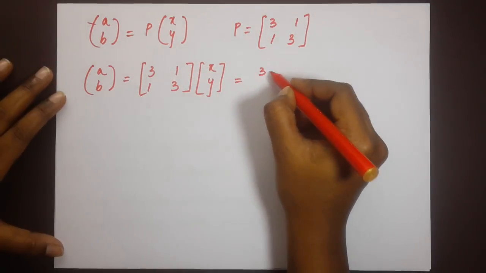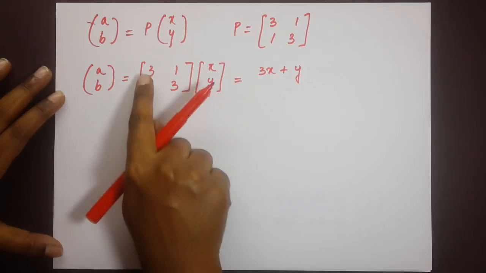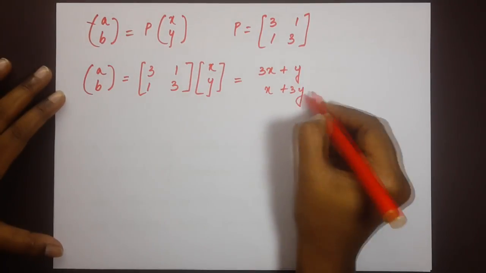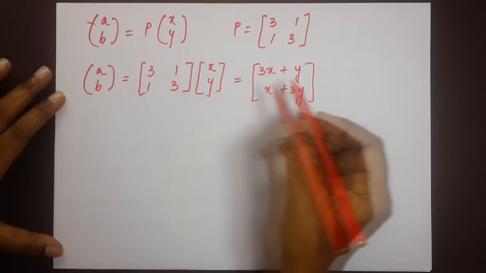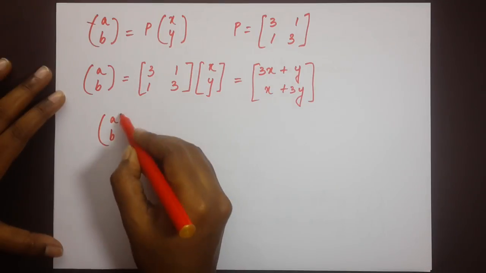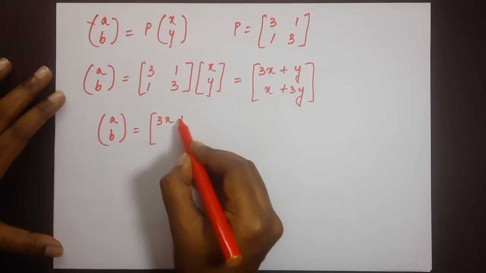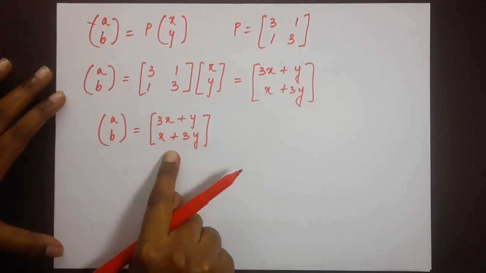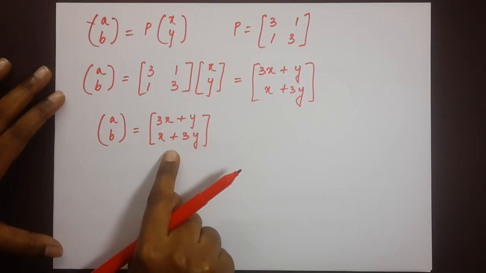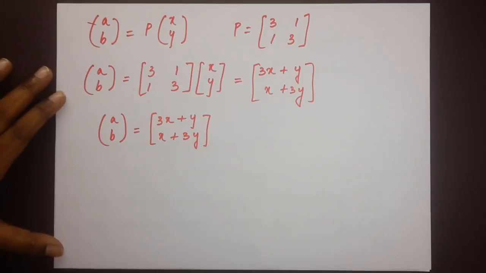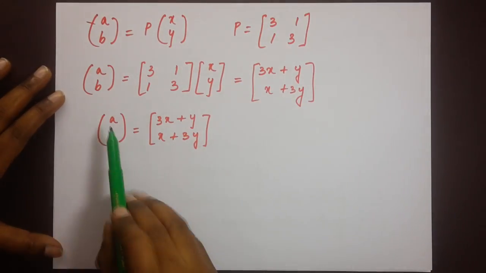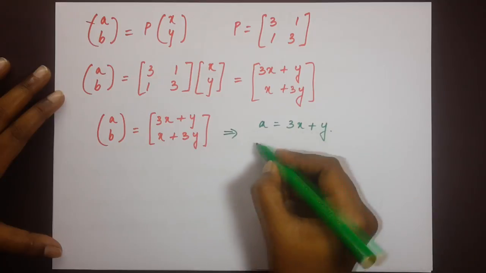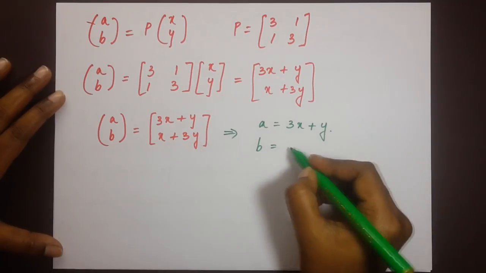When we do that, we get 3x plus y. That's our first element, 3x plus y. And the second element is x plus 3y. So we're just multiplying these two matrices here. So this gives us (a, b) is equal to (3x plus y, x plus 3y). If we compare both of these sides of the expression, we will obtain two equations. So the two equations are a is equal to 3x plus y, and the second is b is equal to x plus 3y.